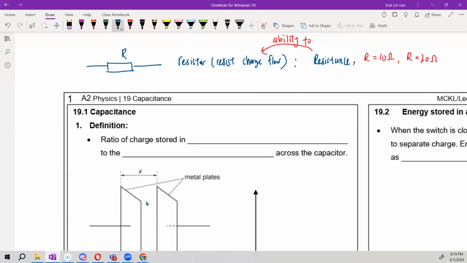Okay, so moving on. Today we're going to get to know a new component. It's called a capacitor, C. So in terms of its English, you will see the OR here. And the role of the capacitor is to basically store energy. Store energy, or we can call this to separate charges.